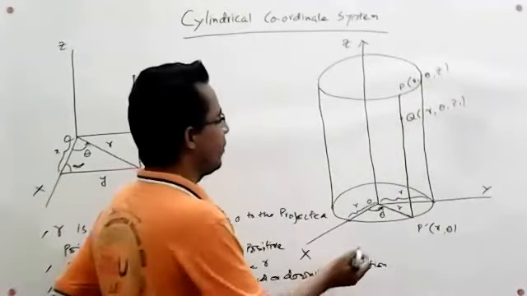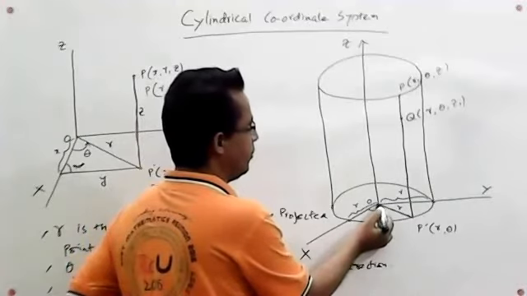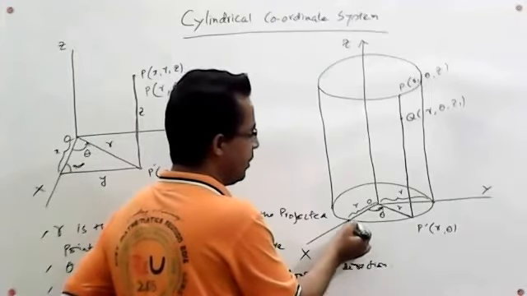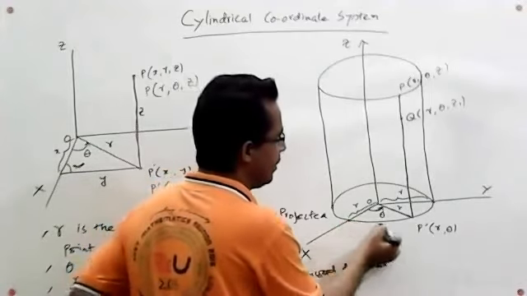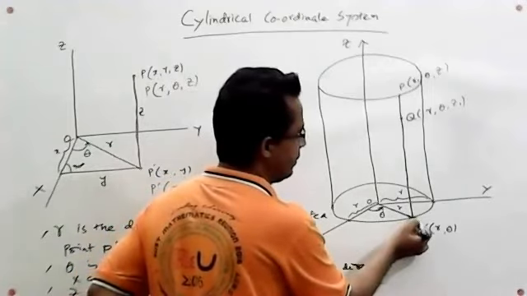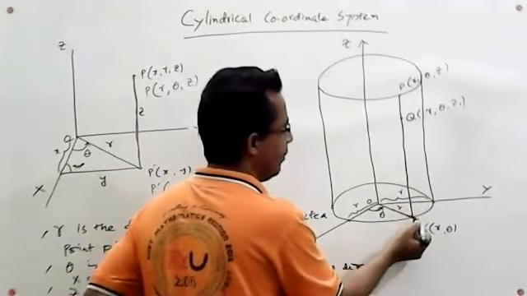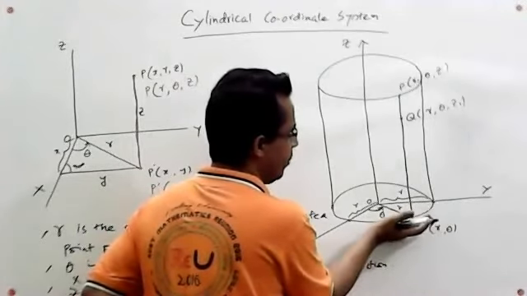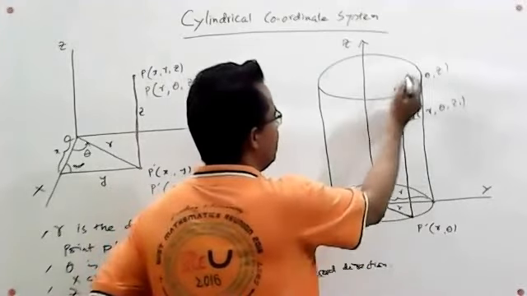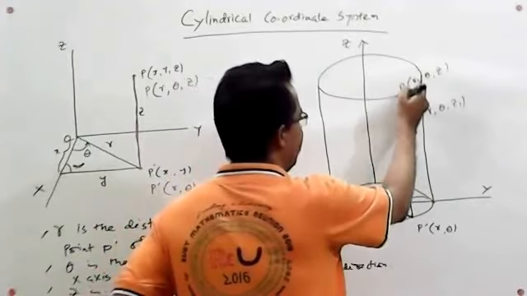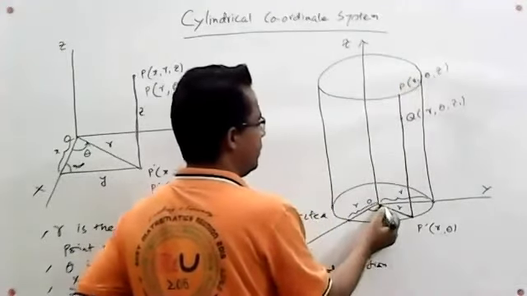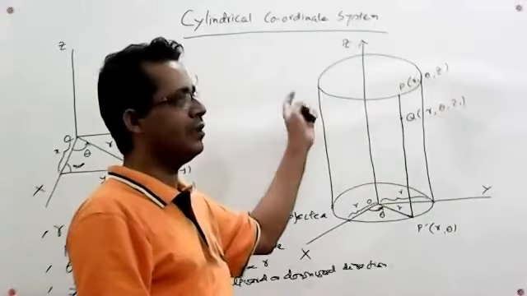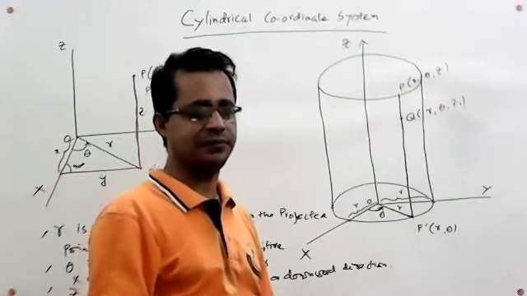Again, I said that first of all, we have to move from the origin to this point on the x-axis, then we can make R. From this point on the x-axis, we move in the theta direction and reach this point on the xy plane, (R, theta). From there, we move along the z direction, and we can find this position from the origin. It is a mechanism for finding a point in three-dimensional cylindrical coordinates.